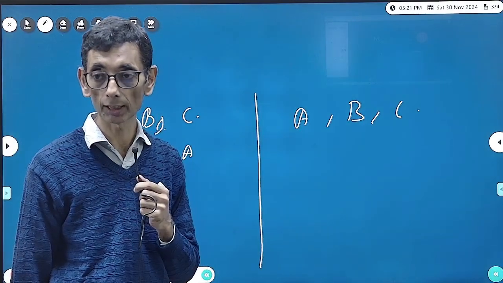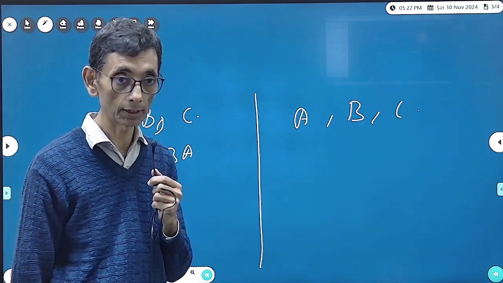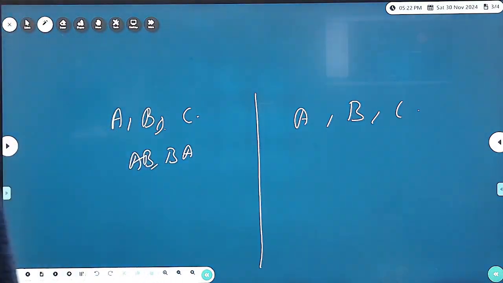A, B, C are the names of 3 students, right? We have to form a team to represent the school, and you have 3 students who are good in quiz. You have to form a team representing 2 students. How many teams are possible in this case?